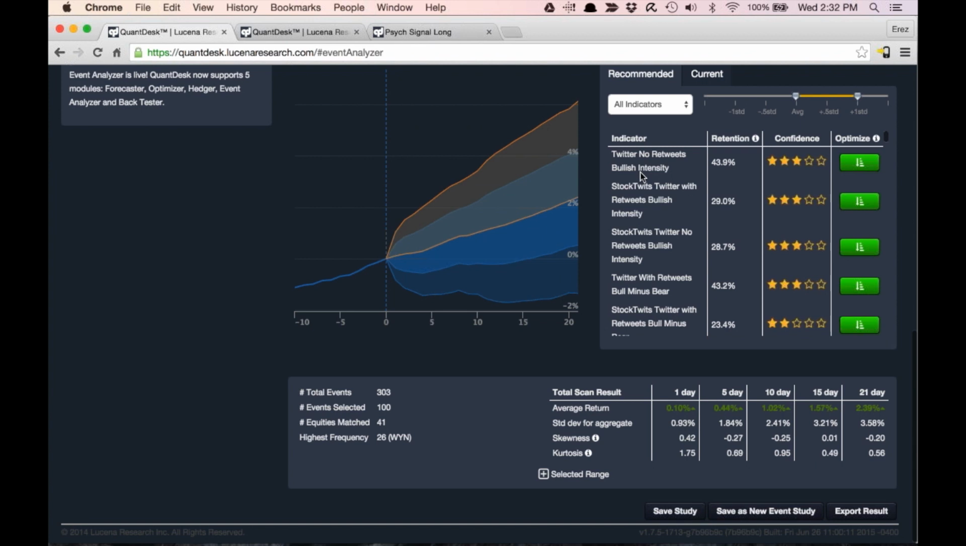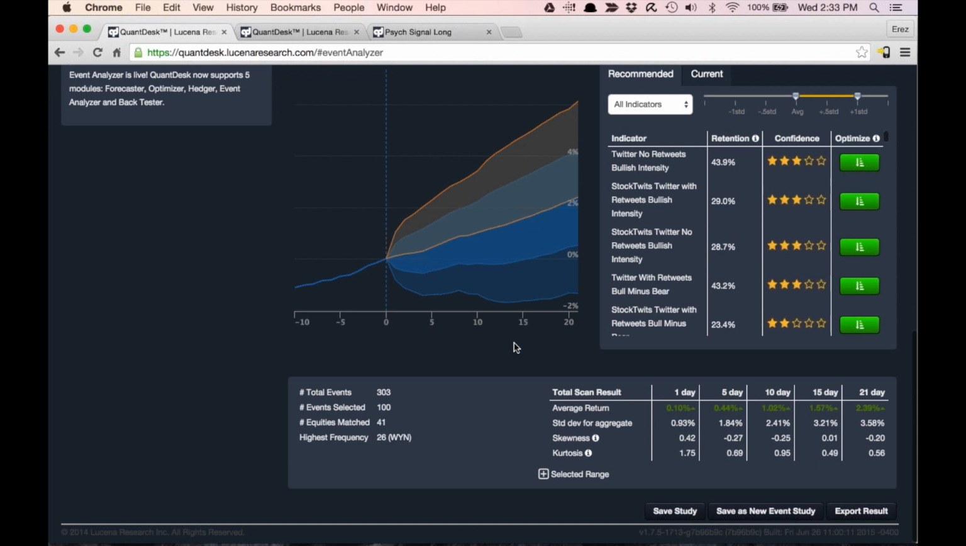Some of them are other psychsignal indicators that are recommended by the engine that if we add them to the event scan, they're going to reduce the number of events, which obviously is going to hurt the significance of the number of events, speaking statistically, but at the same time, it's going to give us a very strong bias to the upside even more than what it is now.